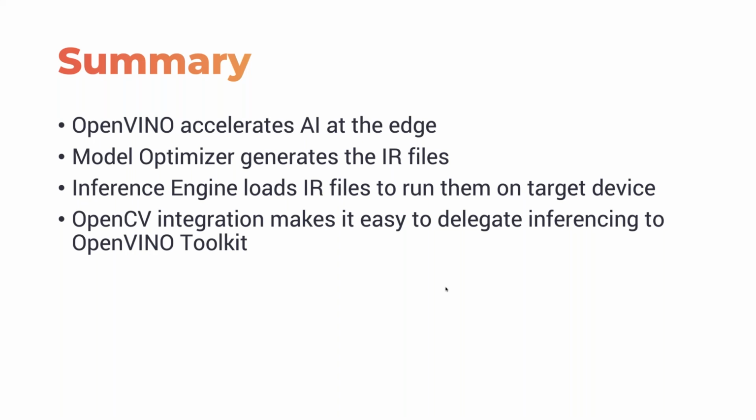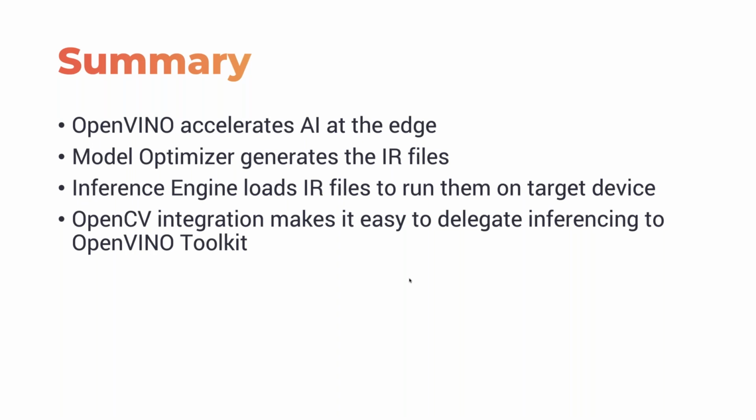The Inference Engine loads the IR files generated by the Model Optimizer and offloads them to the target device that is mentioned as a part of the plugin macro. Inferencing takes place with the help of the hardware accelerator. And thanks to OpenCV integration, you don't need to learn the native API of OpenVINO. If you're familiar with OpenCV, you can continue to use OpenCV, but delegate inferencing to the inference engine of the OpenVINO Toolkit just by changing a couple of lines of code.